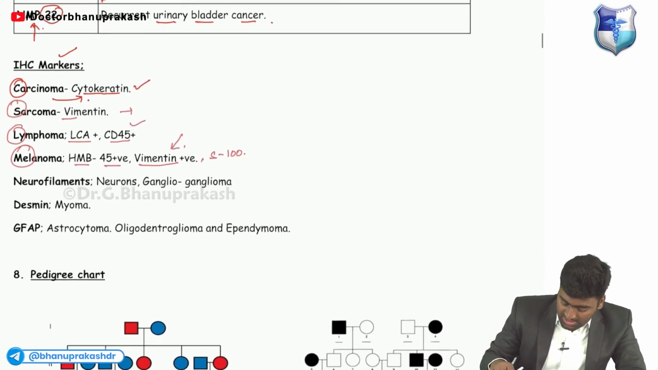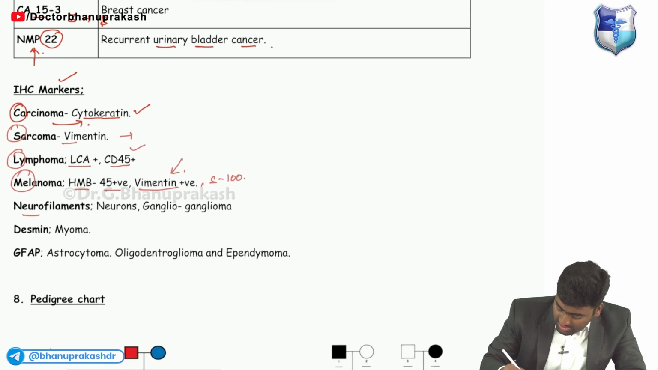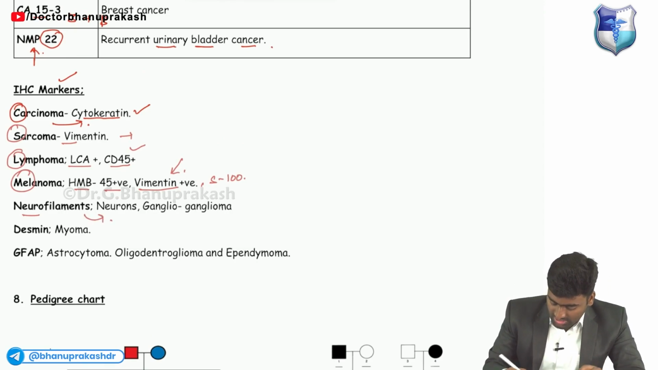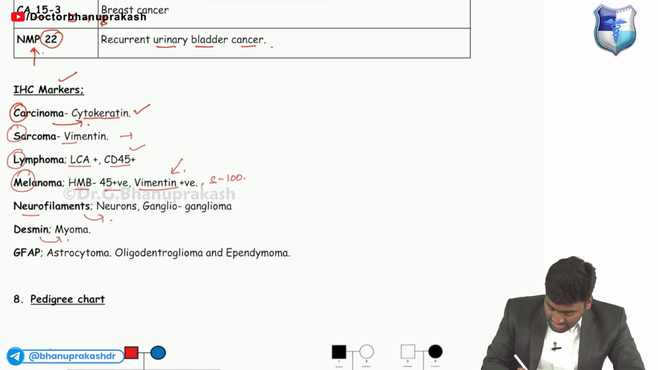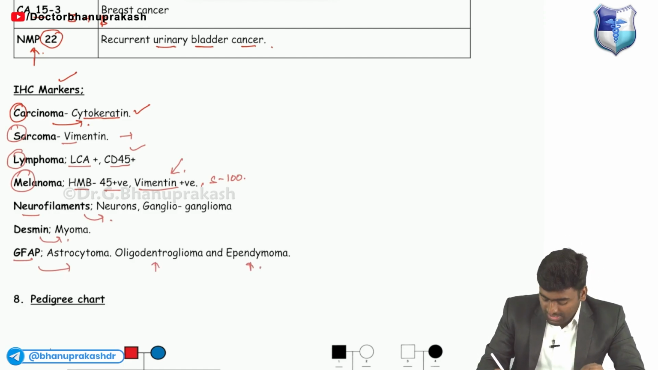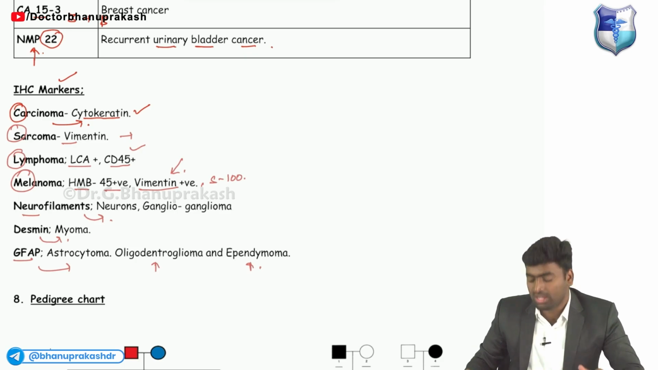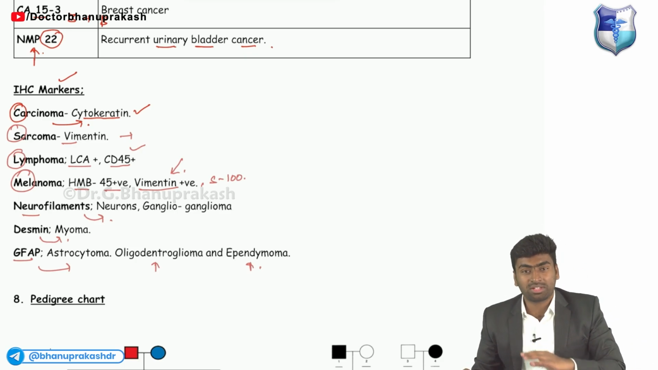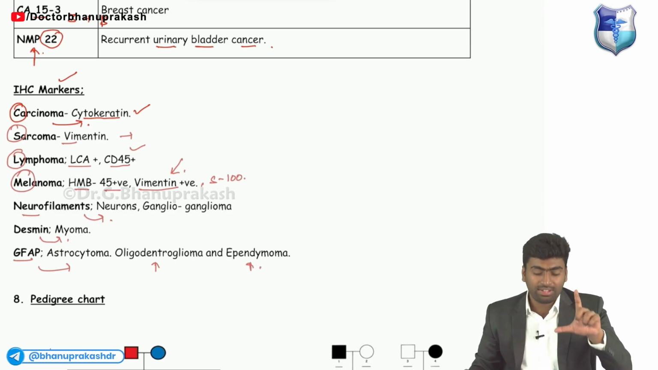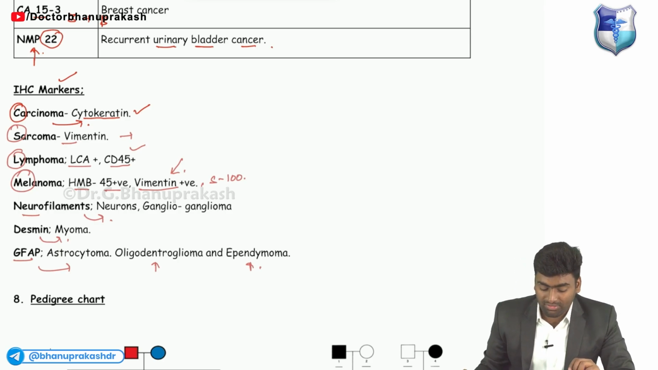Then neurofilaments will be seen in the case of neurons and ganglioneuromas, and desmin will be used in a case of myomas or muscle tumors, and GFAP will be used in a case of astrocytoma, oligodendroglioma and ependymoma. Okay, so just remember these IHC markers. C for C, cytokeratin will be used in a case of carcinoma.